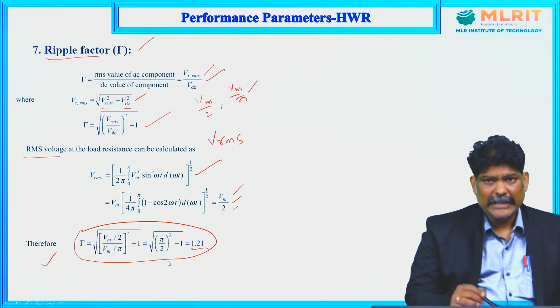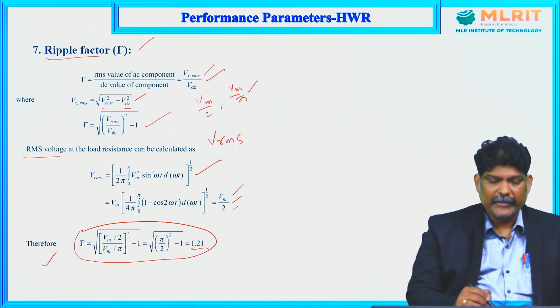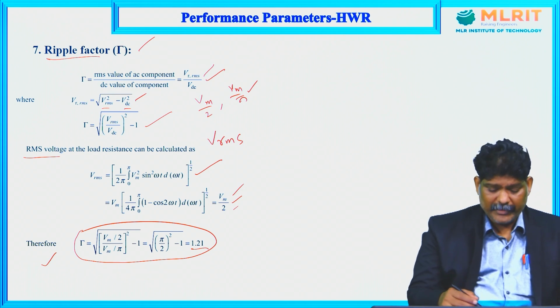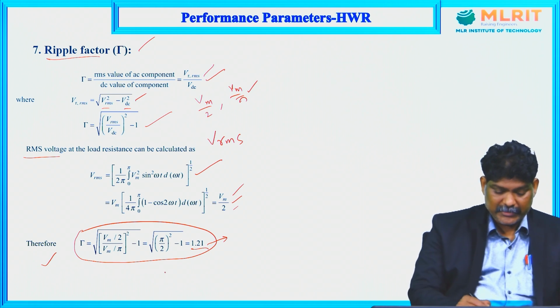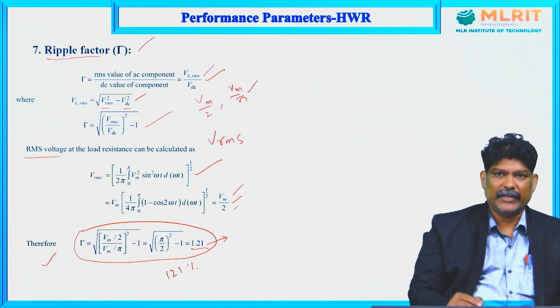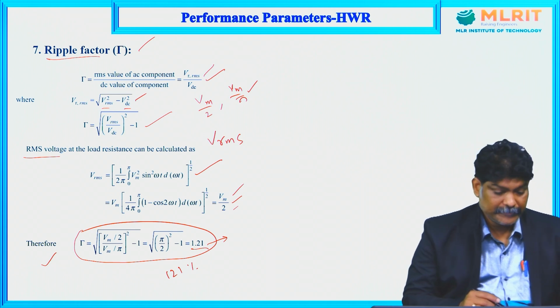That means the rectified output of the half wave rectifier has a ripple factor of 1.21. So if you take the percentage, you will have 121% ripples present in the half wave rectifier. This is also another drawback of the half wave rectifier.